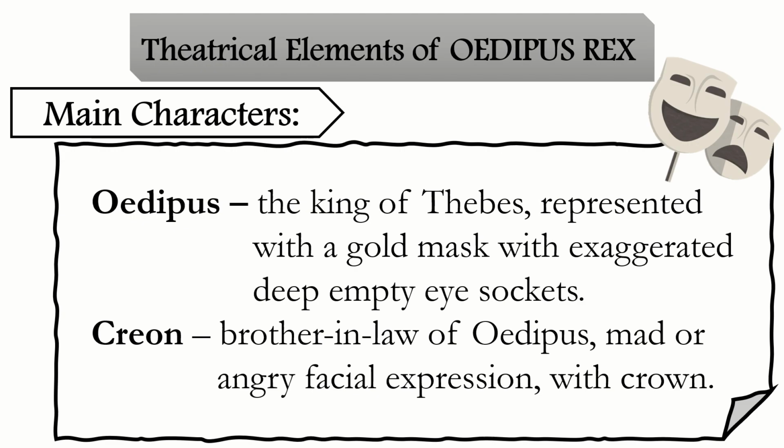Let's go over the theatrical elements of Oedipus Rex. So, we have Oedipus and Creon as main characters. Oedipus is the king of Thebes. He is represented with a gold mask with exaggerated deep empty eye sockets. Creon is the brother-in-law of Oedipus. He has a mad or angry facial expression and he wears a crown.